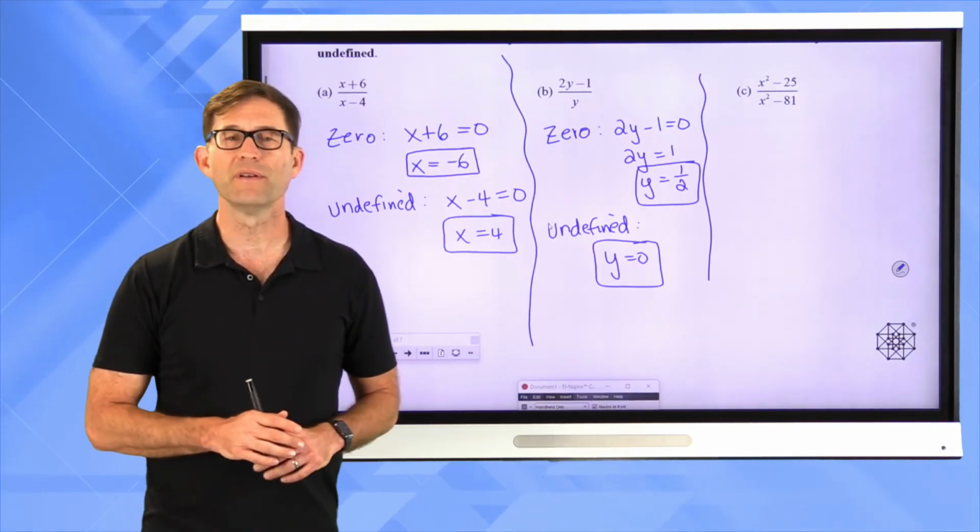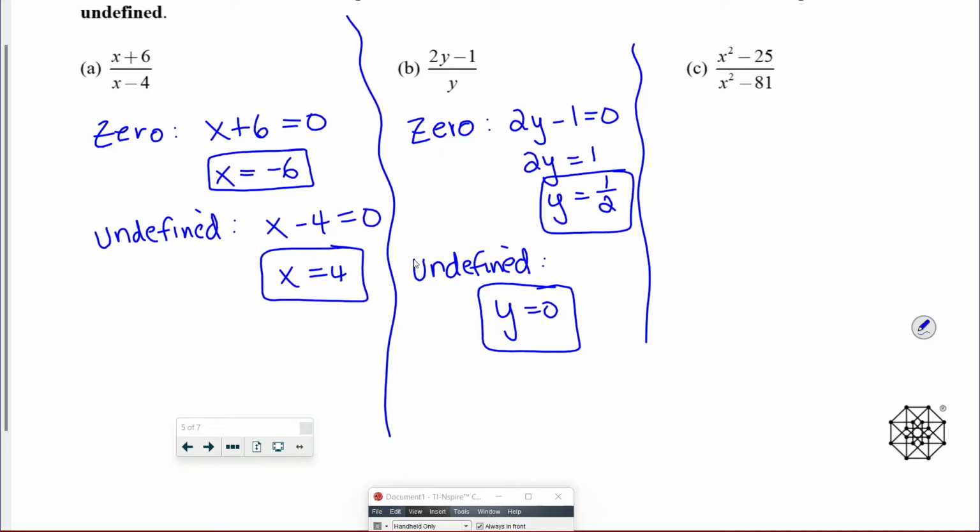Letter C is a little bit different. Let's take a look at that. Here we have x squared minus 25 divided by x squared minus 81. Here, because we've got quadratic expressions, ones with x squared, there are going to be more than one 0 and more than one location where the rational expression is undefined. So take a moment now and see if you can figure out what the zeros are and what values make the expression undefined.